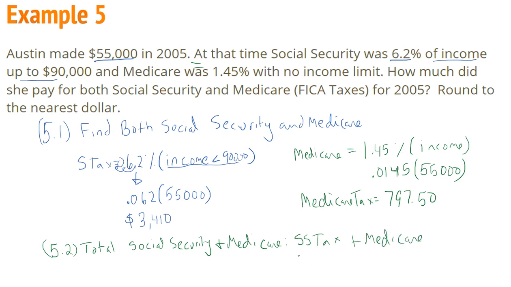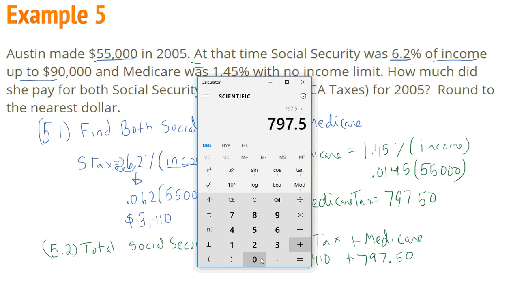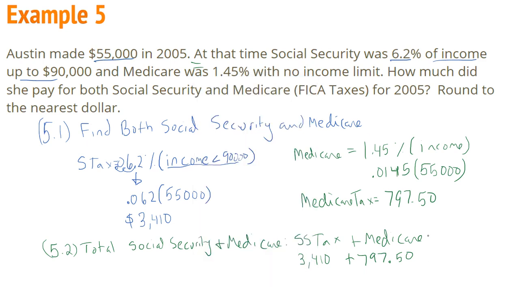Social Security we know is $3,410 plus Medicare, which we know is $797.50. We add them together, and we get $4,207.50.